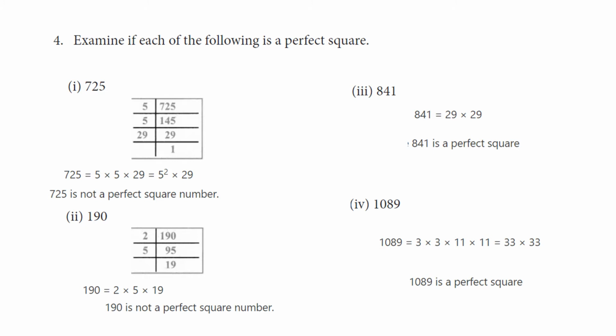Next, 841. You divide with the prime number only, 29 into 29, it is a pair. 29 has one pair, so it is a perfect square. 1089, you do the prime factorization, you get 3 into 3 into 11 into 11 into 3, so it also has pairs, so it is a perfect square.